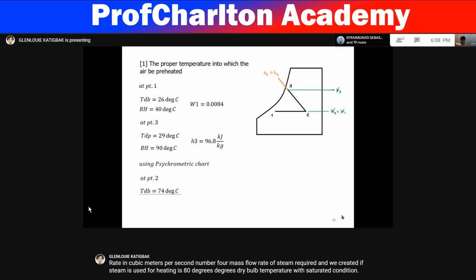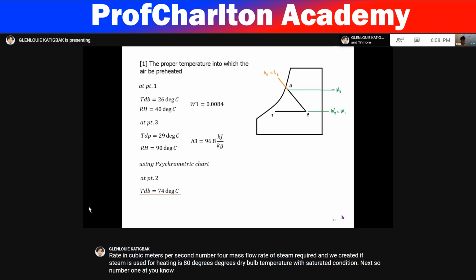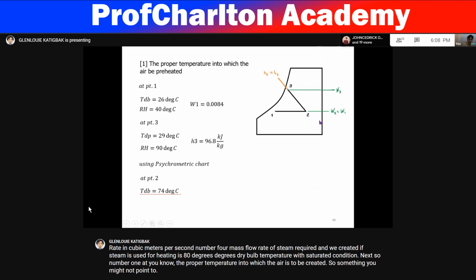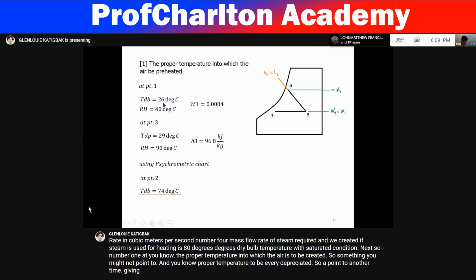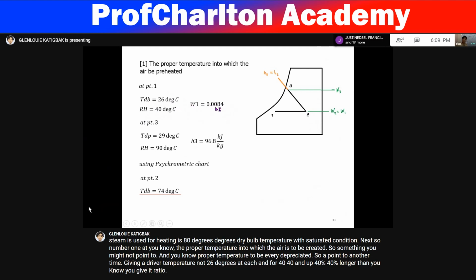So sa number 1, ito yung tanong: the proper temperature into which the air is to be preheated. So sa figure, mark na natin point 2. Ayun yung proper temperature to be preheated. So at point 1, meron tayong given na dry bulb temperature na 26 degrees at RH na 40%. Tapos makukuha natin yung humidity ratio. Ito yung nakuha kong humidity ratio, 0.00.